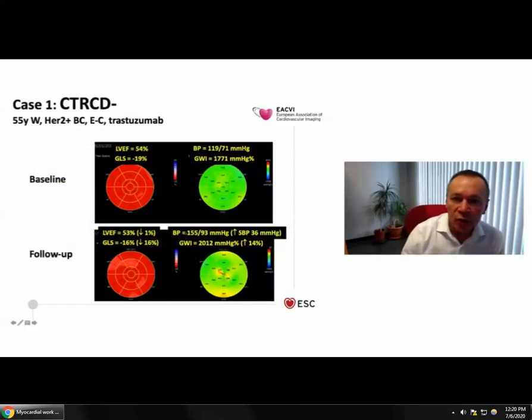So now when we go back to our case, I believe the interpretation will be easy. This is the patient with a drop in the strain between baseline and follow-up, but increase in the blood pressure and increase in the global work index. So this is no cardiac dysfunction, and cancer therapy should be continued.